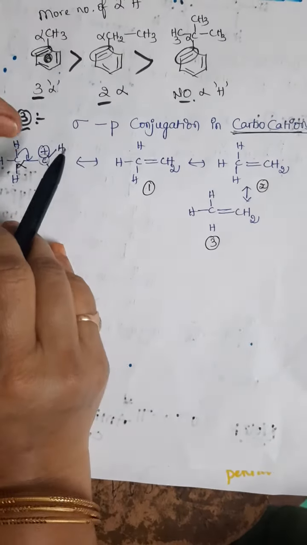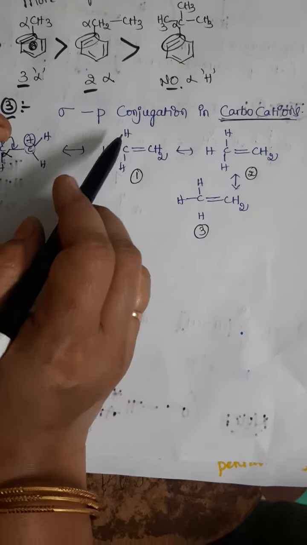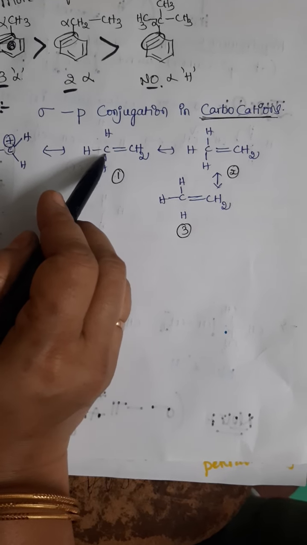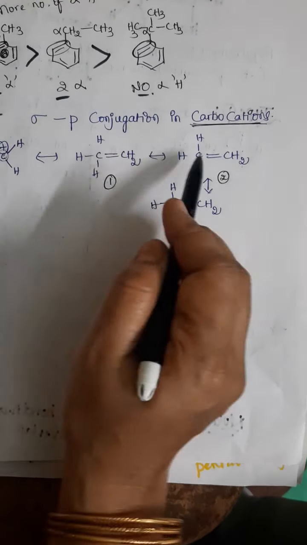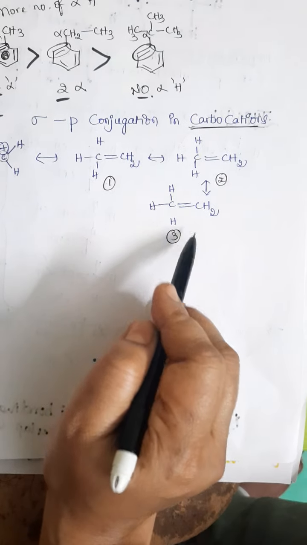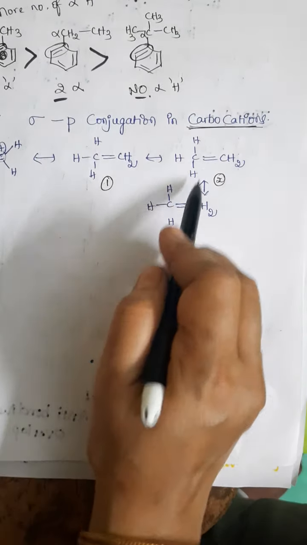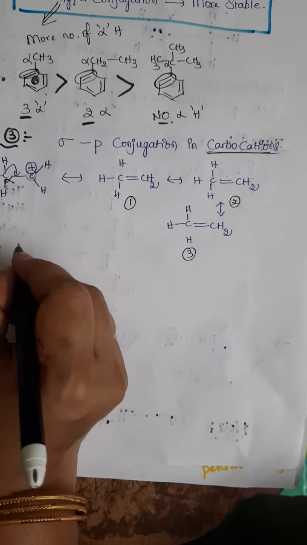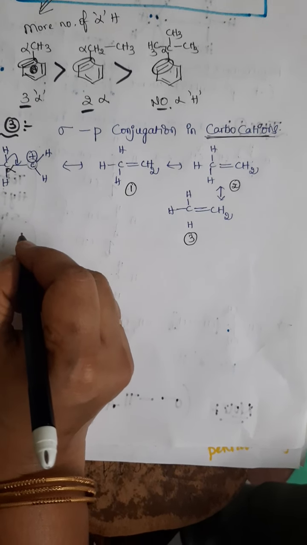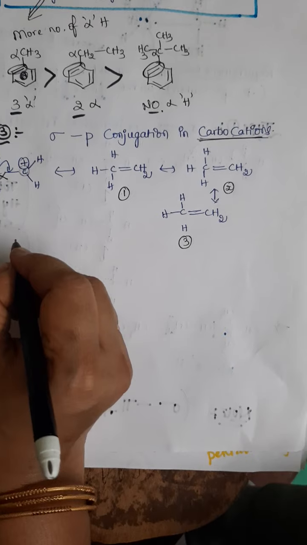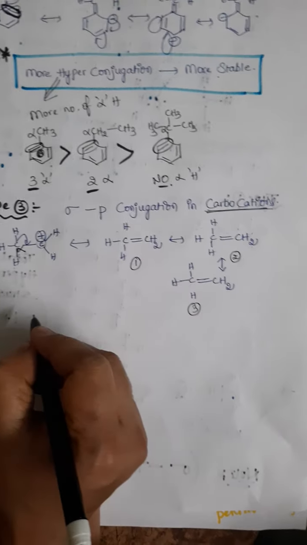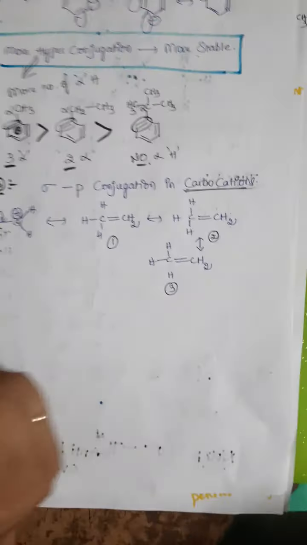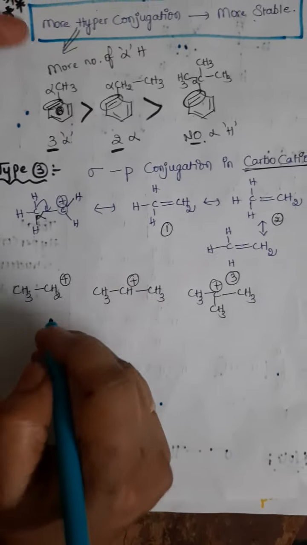In the first structure I have shifted this sigma bond, so there is no bond between the carbon and hydrogen. In the second structure, this hydrogen I shifted. In the third structure, this hydrogen is shifted. So I got 3 structures. Just what you have to remember, students, is that as the number of alpha hydrogens increases, carbocation stability increases through the hyperconjugative structures. Okay.